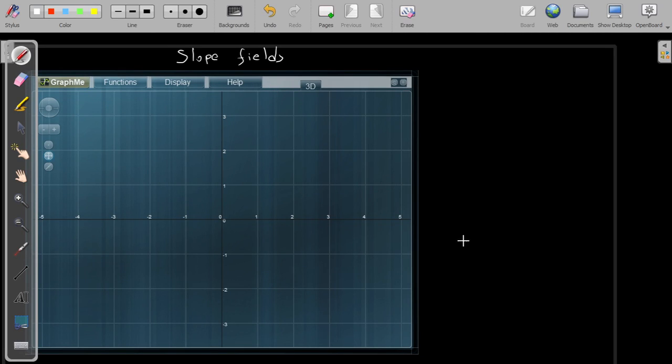Hello, this is Maths with Lemon, and in this topic we will see the slope field of differential equations.